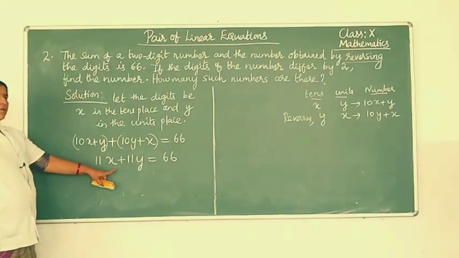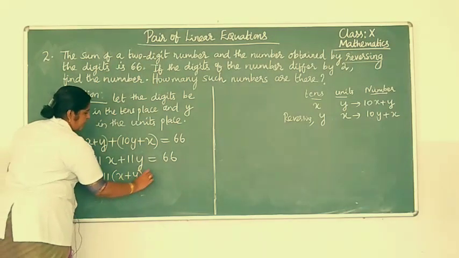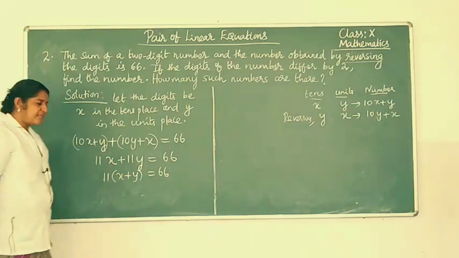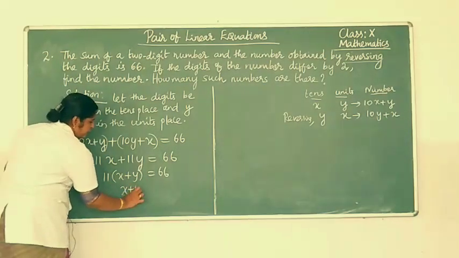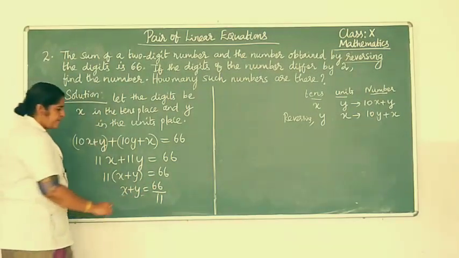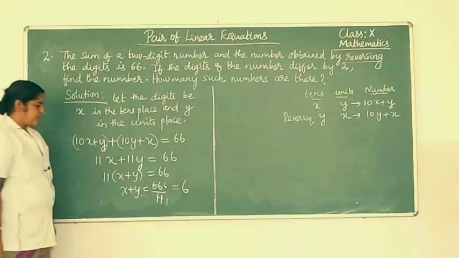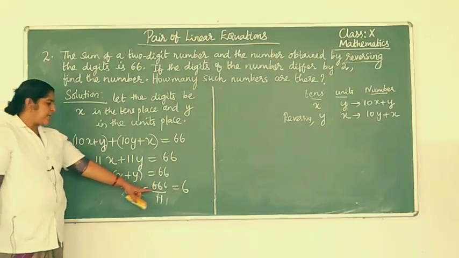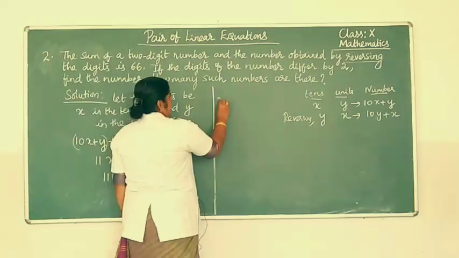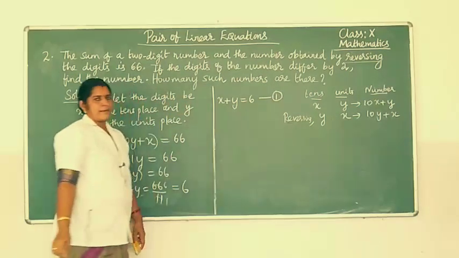Now here you know 11 is common, so 11 into x plus y equal to 66. Take this 11 to the right side, it becomes division, so x plus y equal to 66 by 11. What is 66 by 11? 11 times 6 is 66, so 6. So thus we got x plus y equal to 6. This is our equation number 1. X plus y equal to 6, equation number 1.